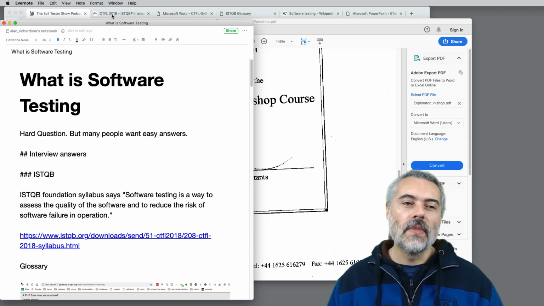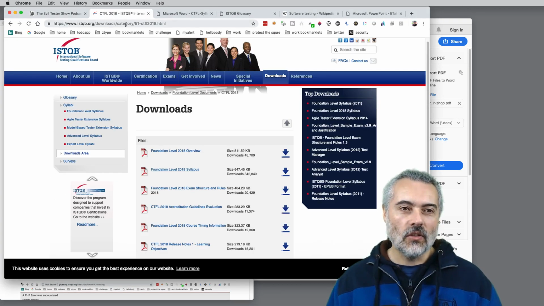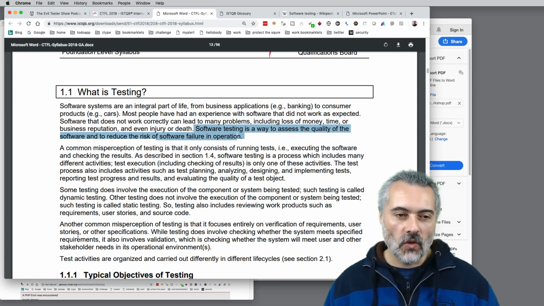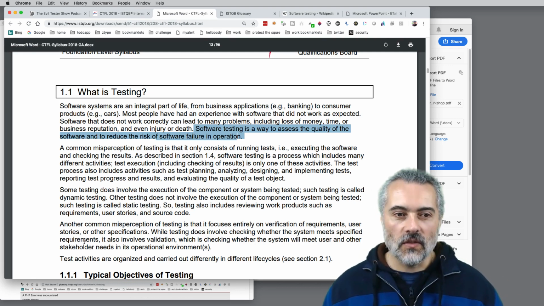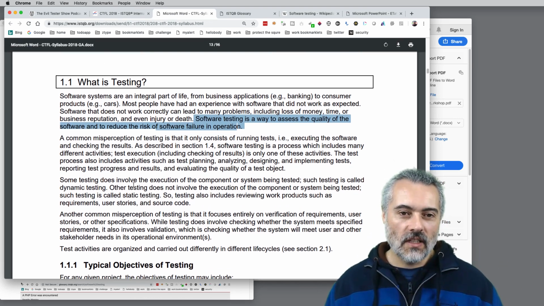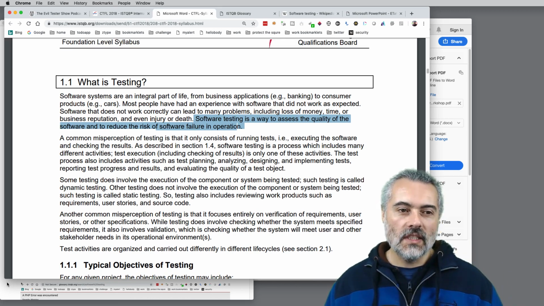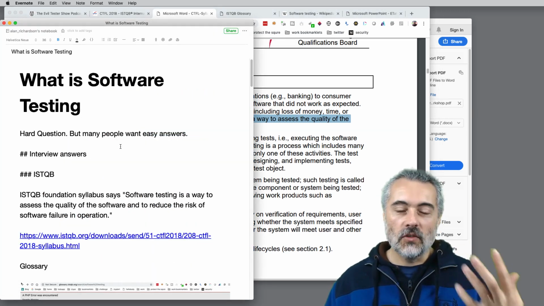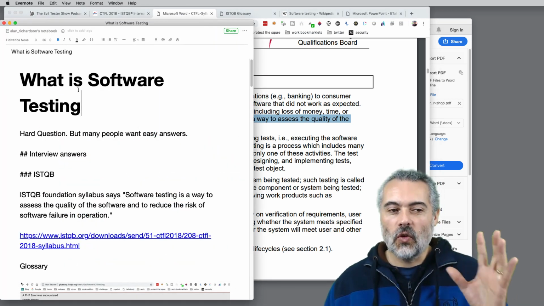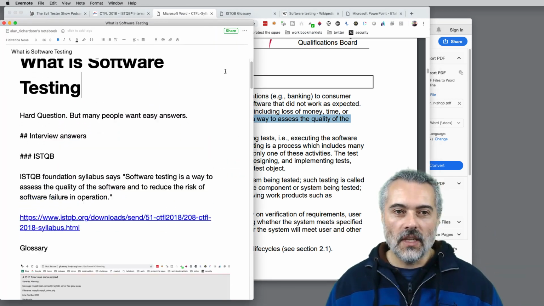So ISTQB, and you can find the definition on their website, because the syllabus is freely available, says software testing is a way to assess the quality of the software and to reduce the risk of software failure in operation. And then there's a bunch of objectives and various other things. So, fundamentally, this looks like we're trying to assess the quality of software, and by doing that, we somehow reduce the risk of software failure in operation. Great. So that's software testing according to ISTQB.